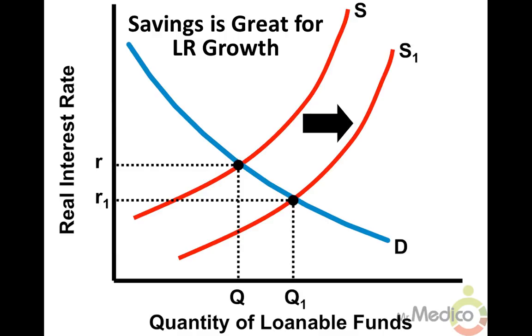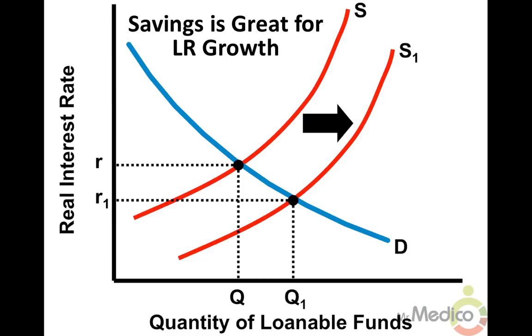So if households are saving more of their income, there's a greater supply of funds that banks can lend out. If there's a greater supply of loanable funds, real interest rates come down, those longer-term interest rates come down, and that encourages more investment spending, more growth of capital stock, and therefore a rightward shift to the PPC and the long-run aggregate supply curve.